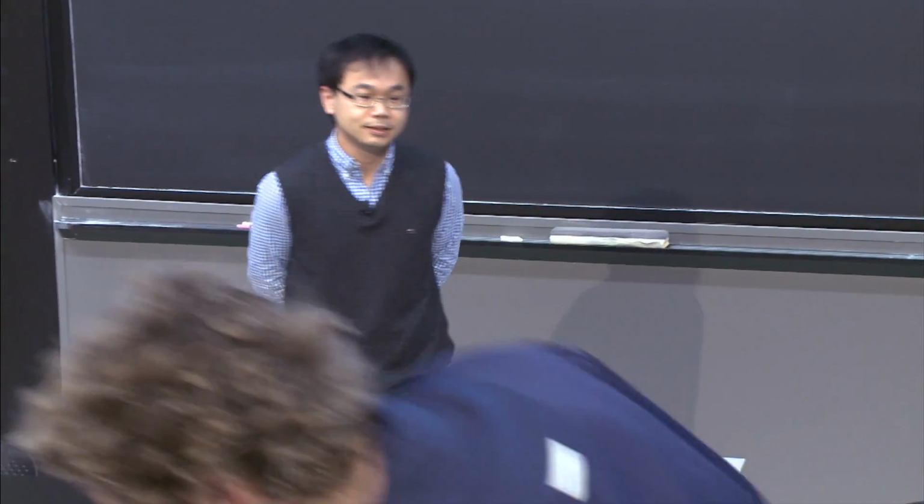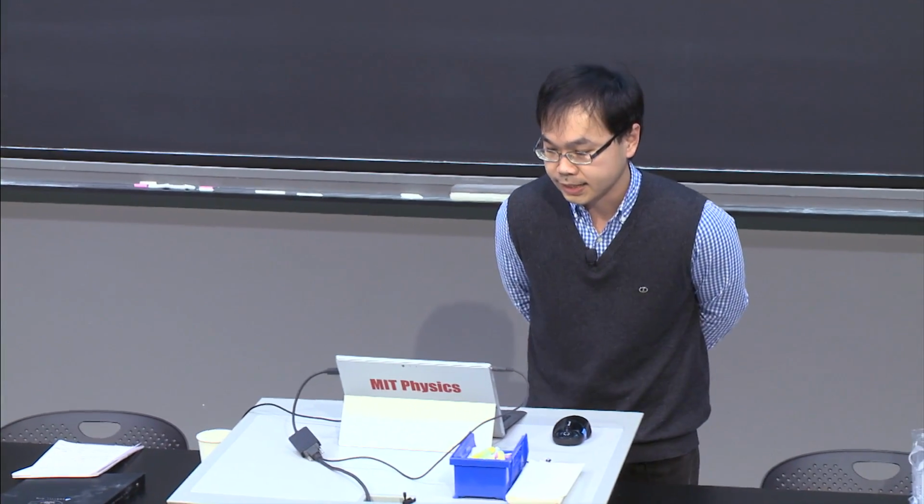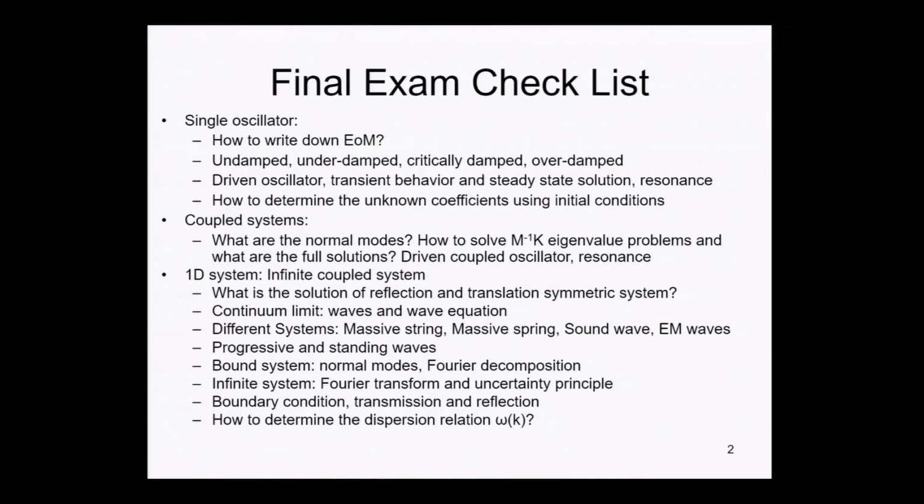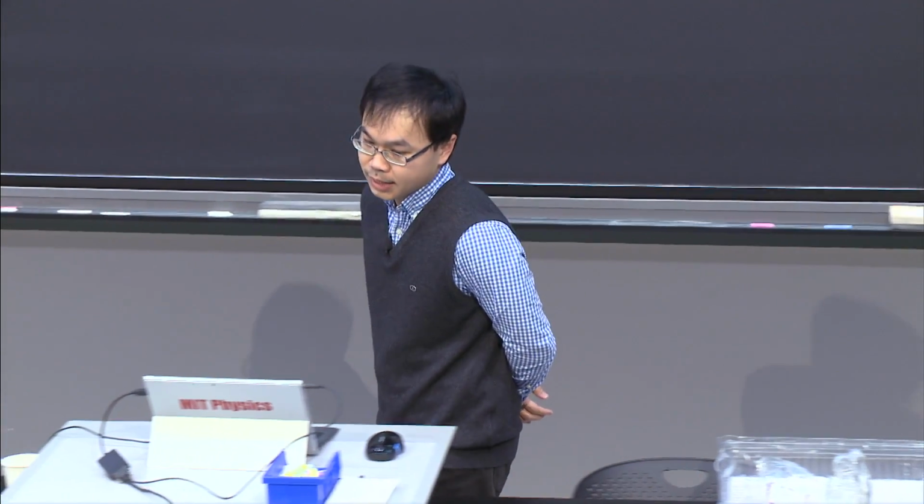So welcome back, everybody. This is the final exam checklist. For the single oscillator, we need to make sure that you know how to write down the equation of motion. We have discussed damped, underdamped, critically damped, and overdamped oscillators. And we have tried driving oscillators, and we observed transient behavior and the steady state solution. Resonance, right? Which we actually demonstrated by breaking the glass.